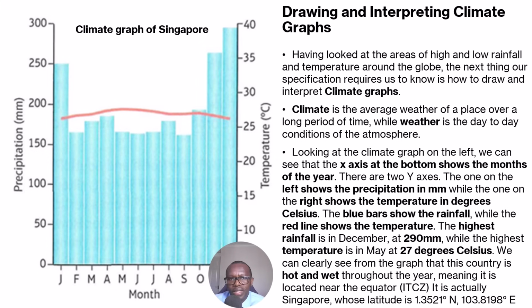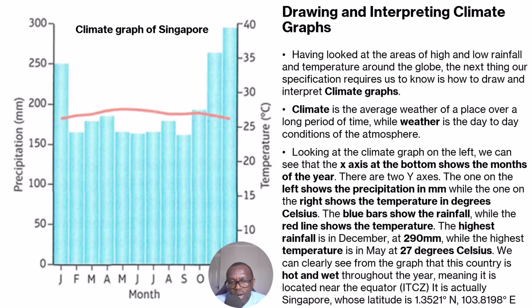So the next thing that the specification requires us to know is how to draw and to interpret climate graphs. In this slide, we have a climate graph of Singapore. To begin with, we can talk about what climate actually is. Climate is the average weather of a place over a long period of time.